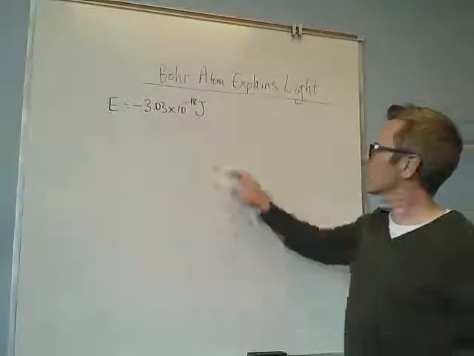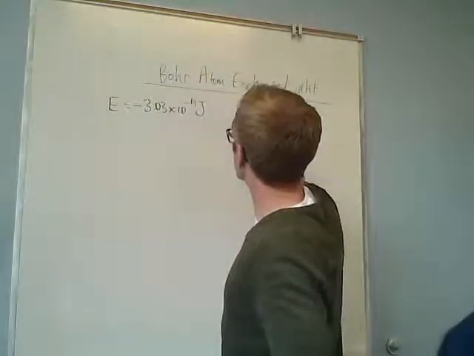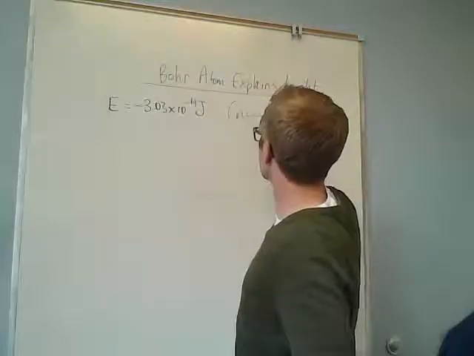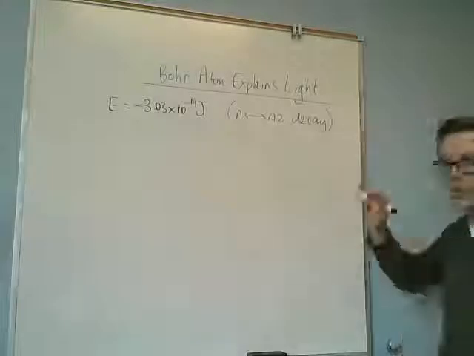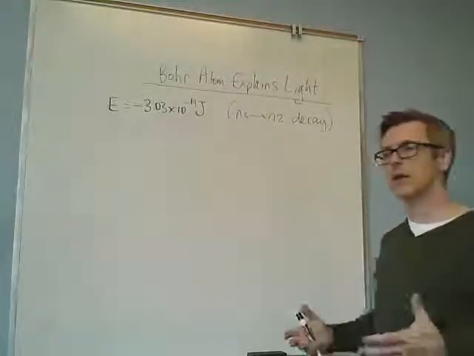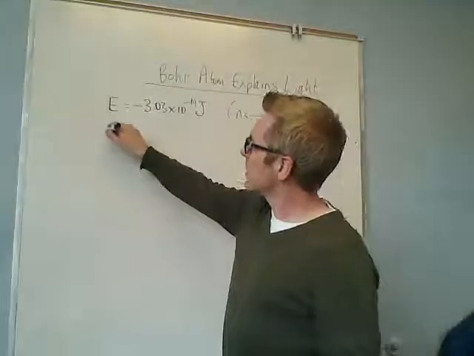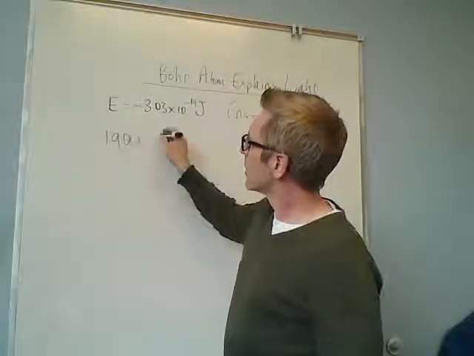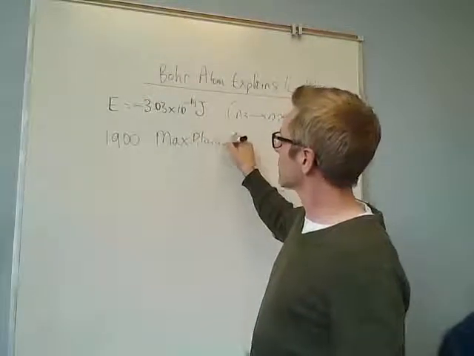That was 19, right? So remember, that was the energy from n equals 3 to n equals 2 decay. Notice it's one value, it's a discrete value, it's not a range of values. Around 1900, there was a guy called Max Planck. We're going to need his equation.